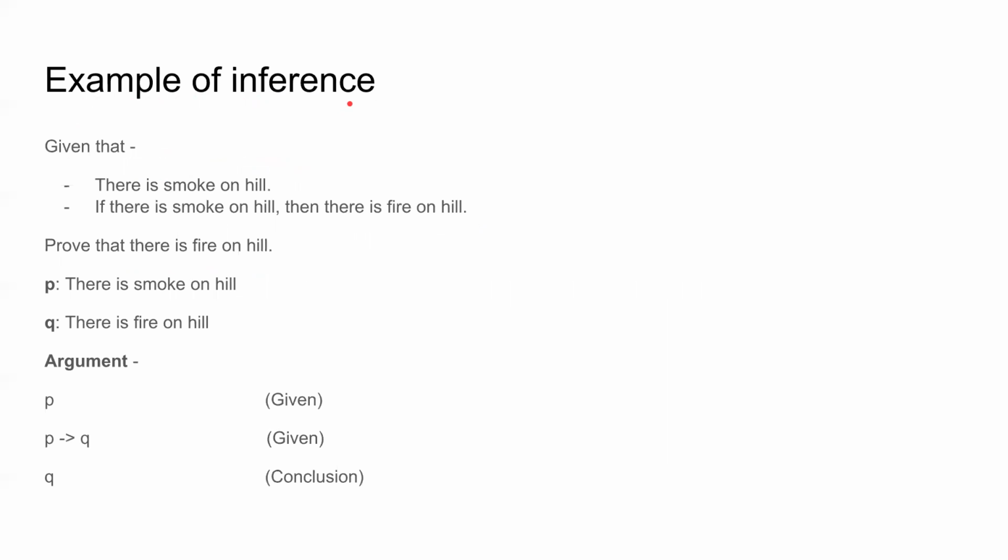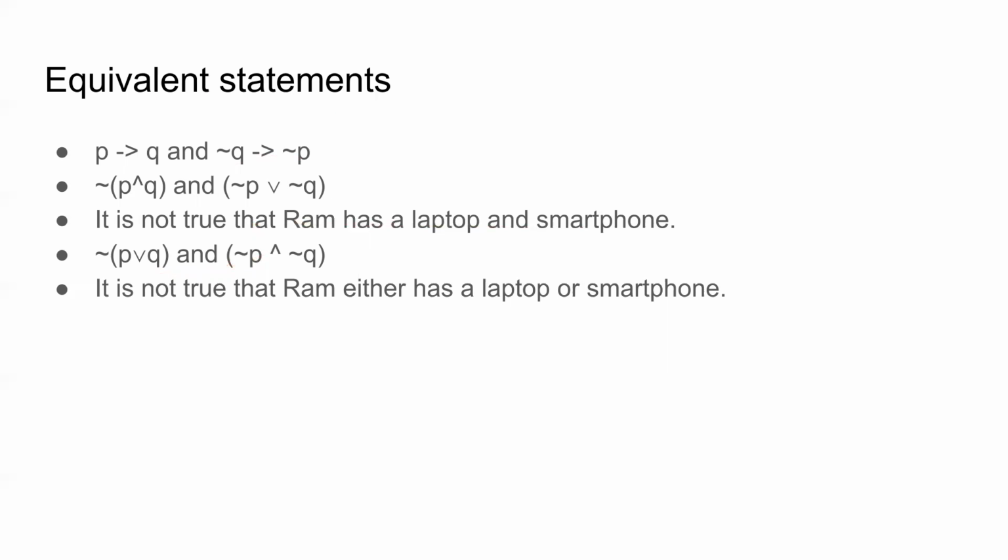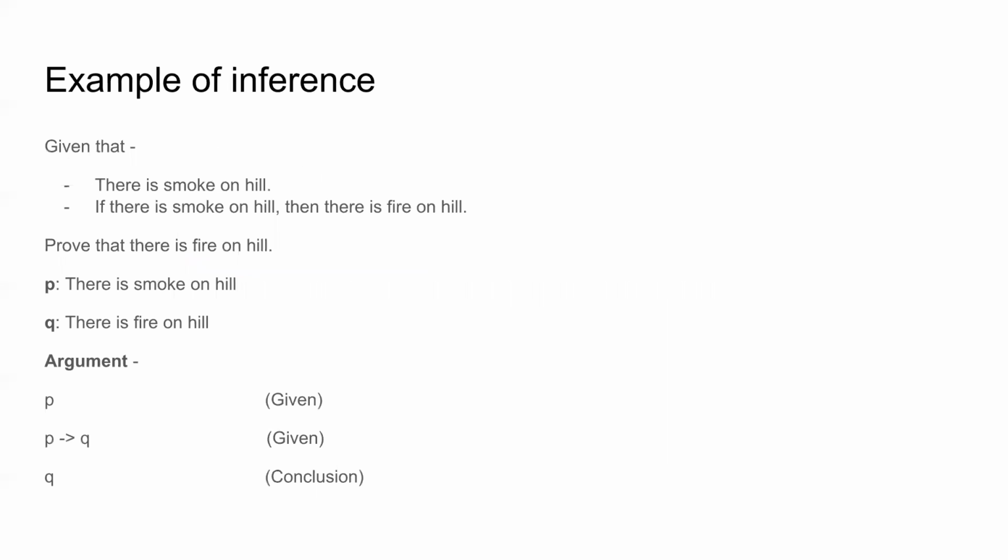So now that these are all the things we need to apply inference, let's see some examples. We are given that there is smoke on hill, and we are also told that if there is smoke on hill, then there is fire on hill. Now we have to prove that there is fire on hill. So let's first convert it into mathematical form. Let's denote this statement, there is smoke on hill, the letter P. There is fire on hill with the letter Q.